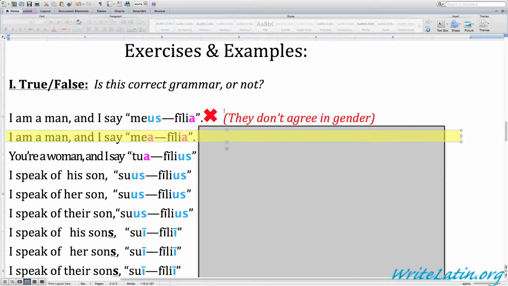All right, well, let's try the next one then. I'm a man and I speak of mea filia, my daughter. Is that grammatically correct?